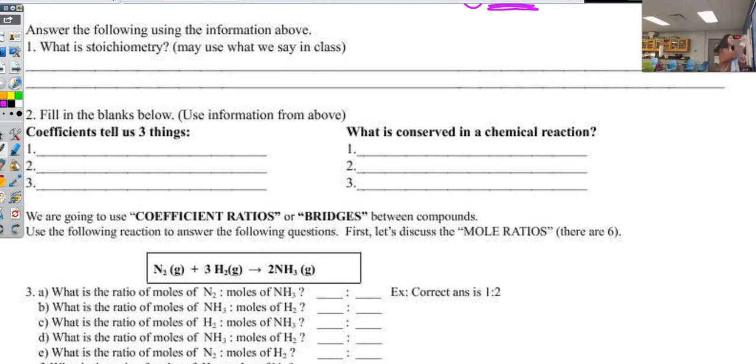Coefficients, not coefficients. Moles, liters, and molecules. Okay, on your quiz, there will be a question that will ask you either what do the coefficients tell you and/or what's conserved. What's conserved is a little bit different. So what's conserved means what stays the same, not what are the numbers in front telling us. So what actually stays the same or is conserved in a chemical reaction?